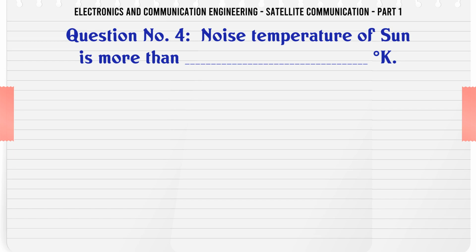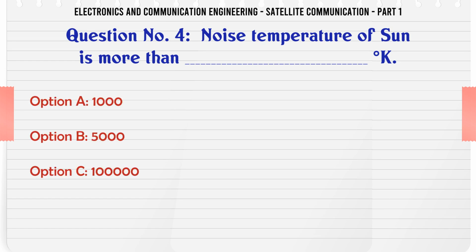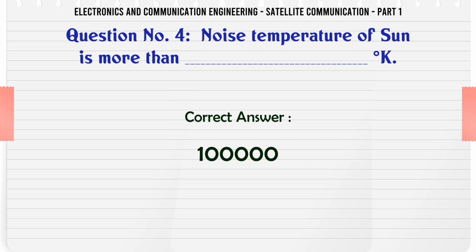Noise temperature of Sun is more than K. A. 1000, B. 5000, C. 1 lakh, D. 500. The correct answer is 1 lakh.